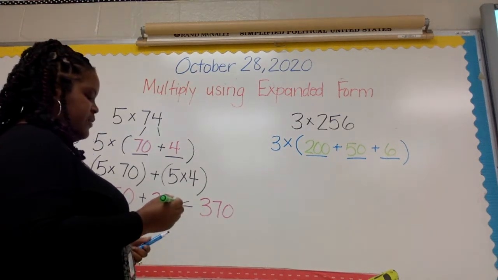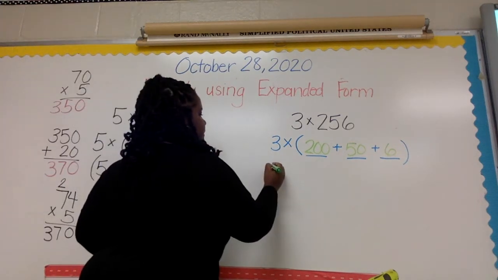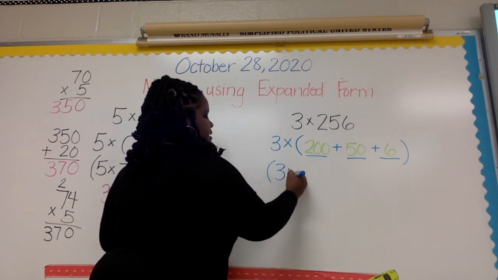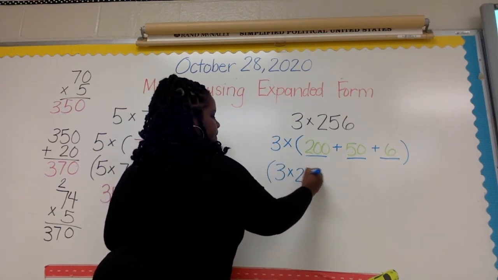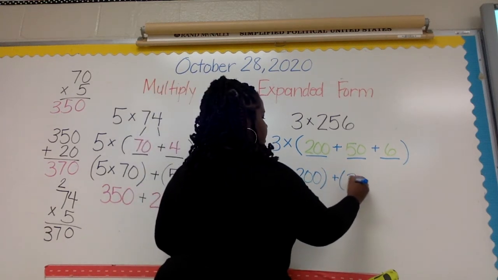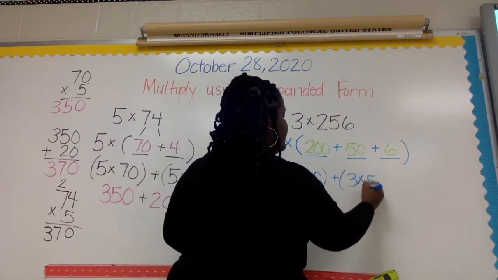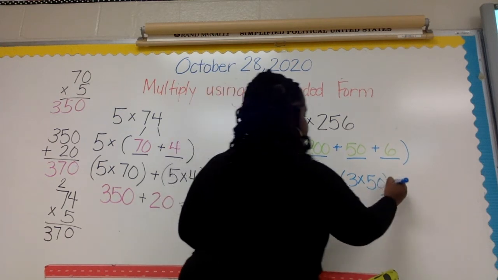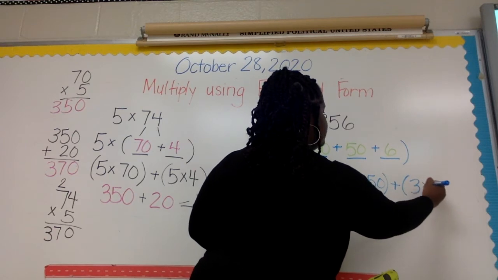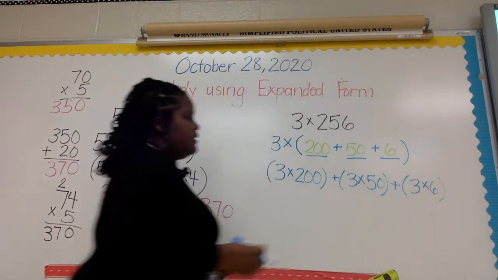All right, here we go. So we're going to say 3 times 200 plus 3 times 50 plus 3 times 6. Okay, let me get out of the way.